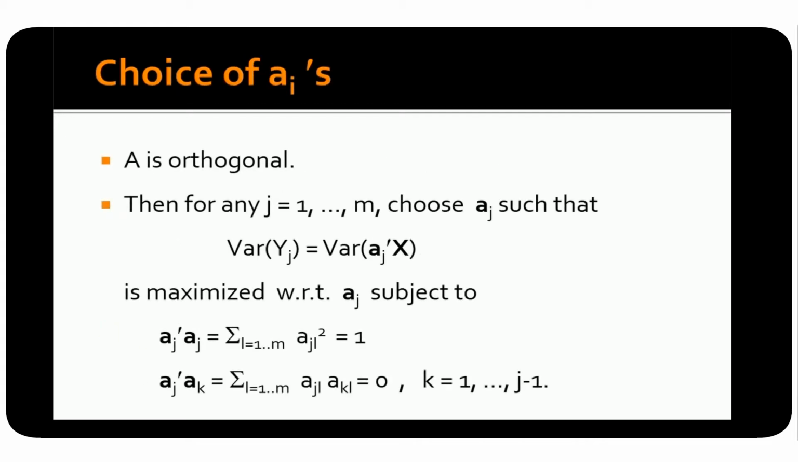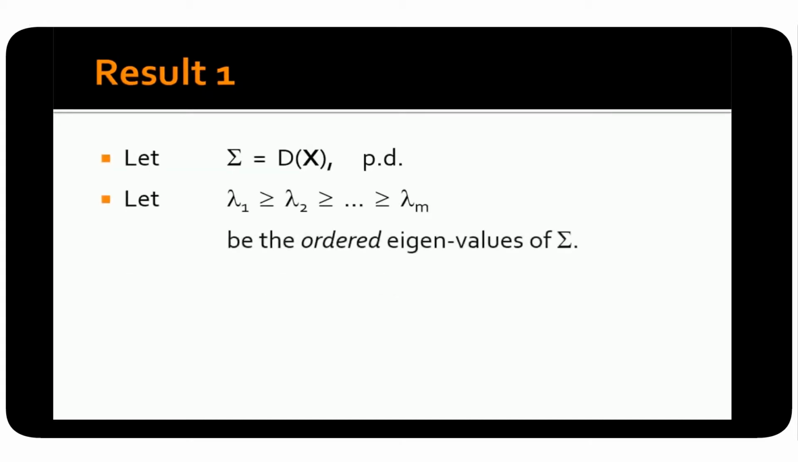Remember that A is orthogonal, and the way that we chose A is we maximize the variance of yj subject to the condition that aj prime aj is equal to 1, that is normalization, and the condition that aj prime ak is equal to 0, where k is equal to 1 to j minus 1. So, when we are choosing yj, we are looking at aj, and we already have a1, a2, up to aj minus 1, and aj must be orthogonal to all of these. That is what the second condition tells us. How to do this? We will be looking at a result.